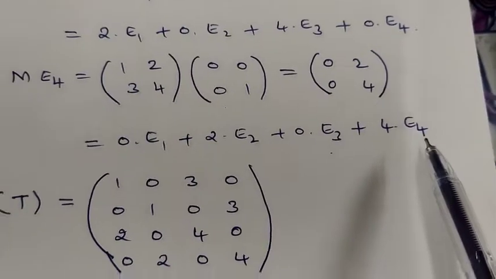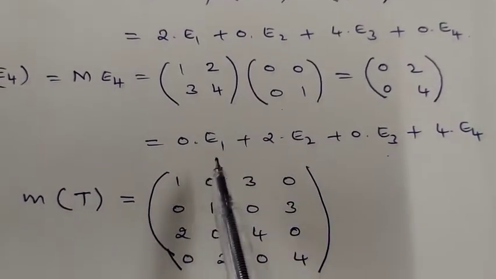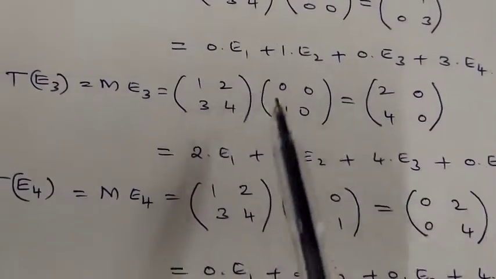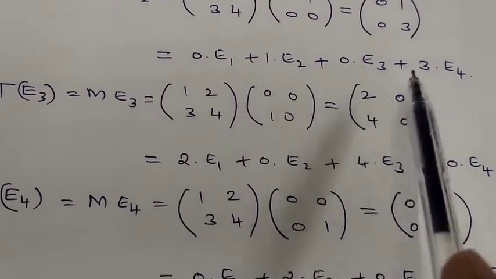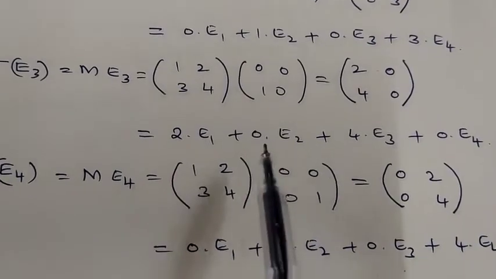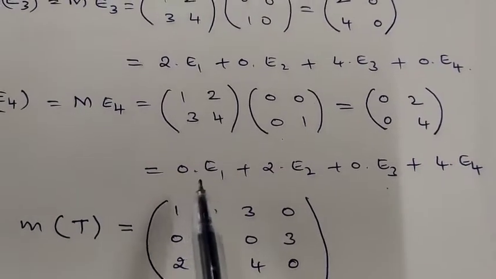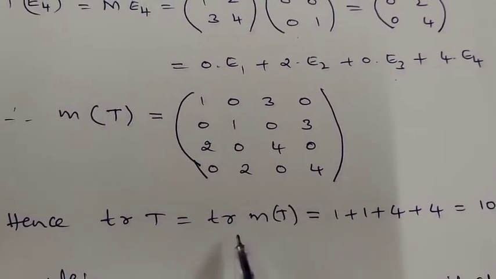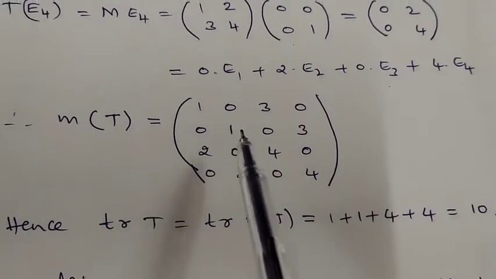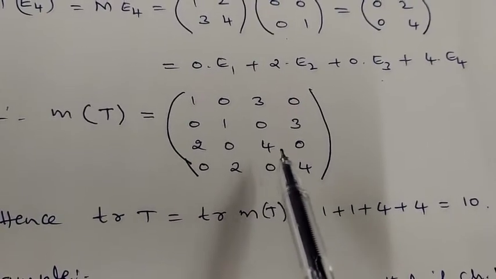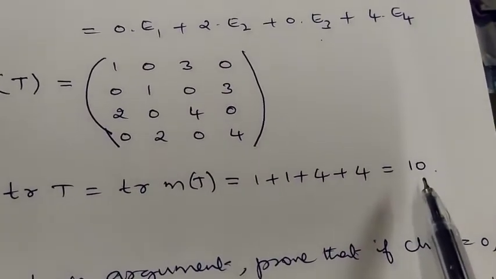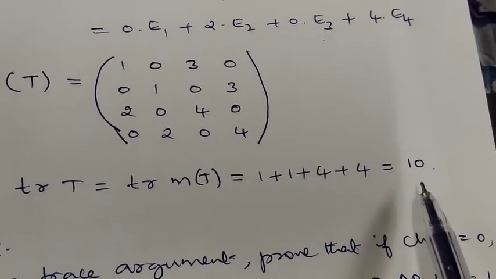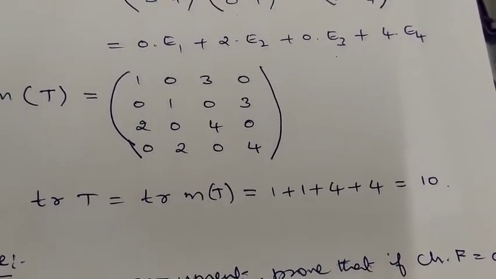Therefore the matrix of T is what? You take the entries: first is 1 0 3 0, second is 0 1 0 3, third is 2 0 4 0, fourth is 0 2 0 4. Therefore, trace of T is the trace of the matrix of T, which is nothing but 1 plus 1, 2 plus 4, 6 plus 4, it is 10. Therefore, the trace of the above transformation is 10. Okay, understand this? Next one.